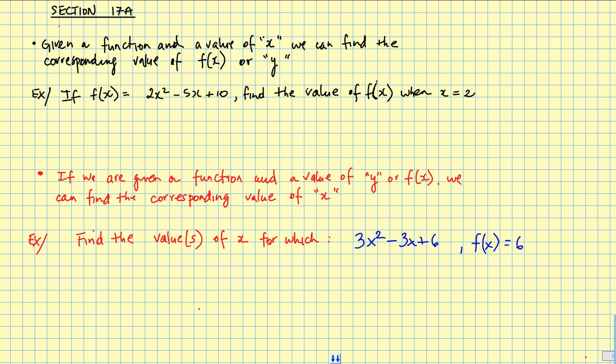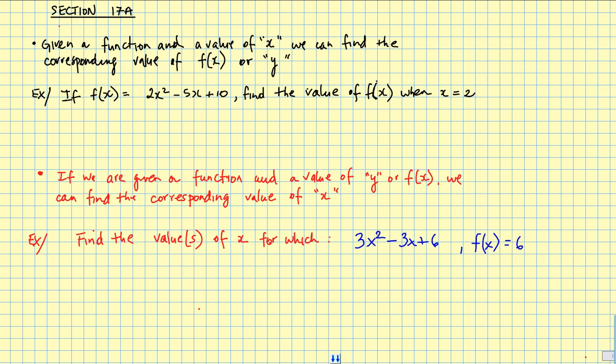Hi everyone, we're starting our new chapter on quadratic functions, chapter 17 in your MYP 5 Plus textbook. Now we're going to start looking at section 17a, and we're going to take a look at a couple of examples whereby we're finding the values of y when we're given the values of x, and also finding the values of x when we're given the values of y.